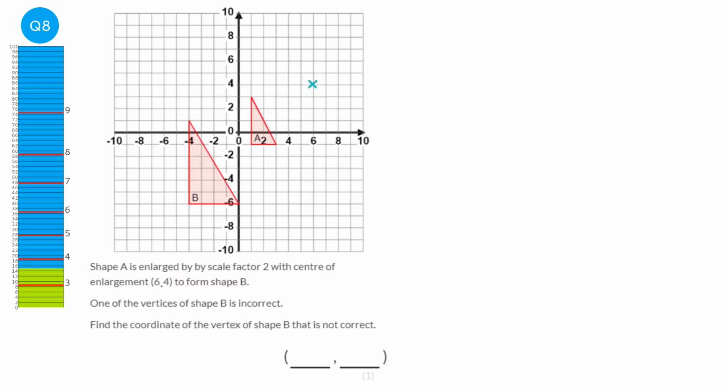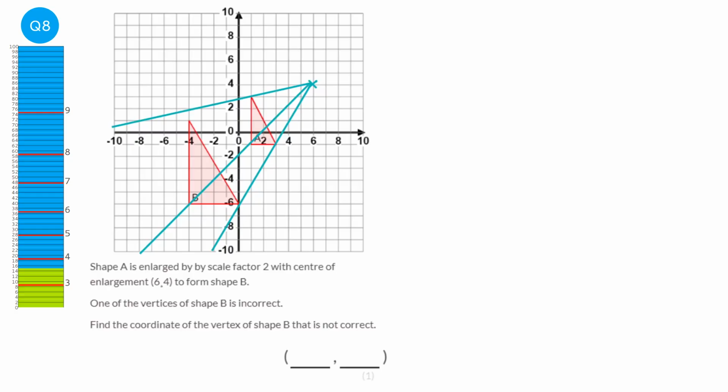So in this question we are told that the centre of enlargement is at 6, 4. So let's just put a cross there. And what I'm going to do is just draw ray lines from the centre of enlargement, and we're just going to go through each of the corners of our shape A. And we're going to just check whether it goes through the corner of shape B, which it does on this one. Let's just keep going. Yeah, it does on this one. But it does not on this one.